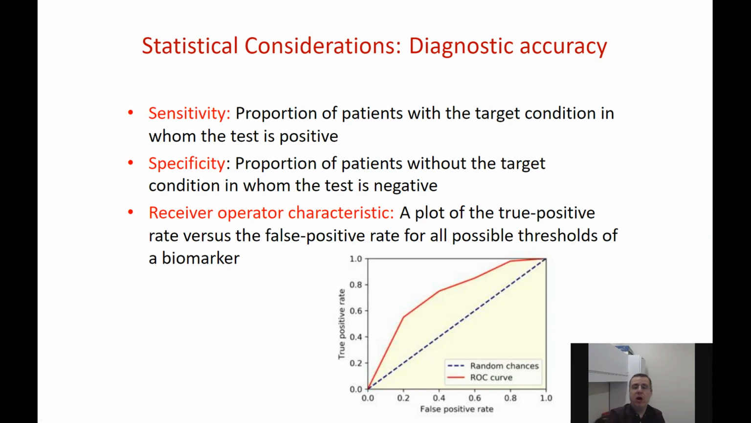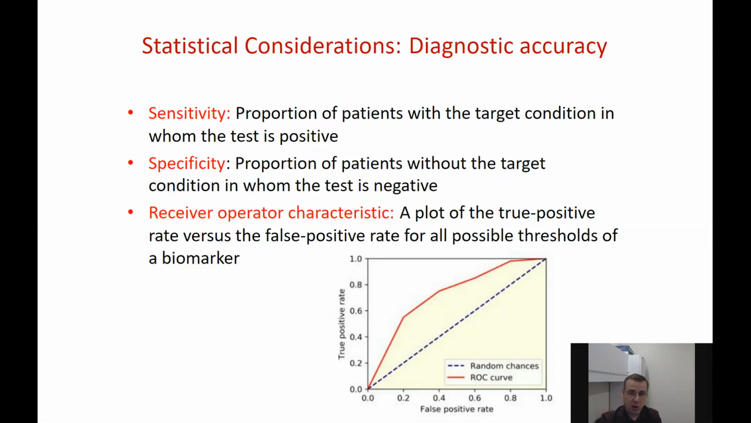Now, the ideal biomarker should be both sensitive and specific. Sensitivity is defined as the proportion of patients with a target condition in whom the test is positive, and specificity is the proportion without the target condition in whom the test is negative. A plot of the true positive rate versus the false positive rate of all possible thresholds of the biomarker is the receiver-operator characteristic, or the ROC curve.